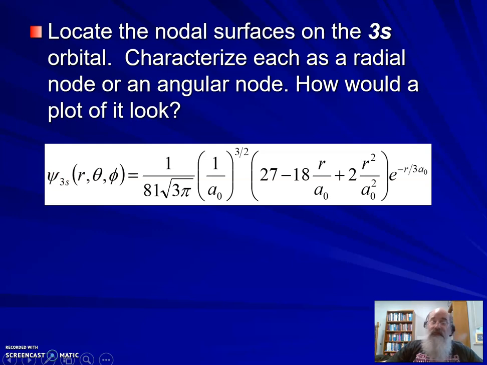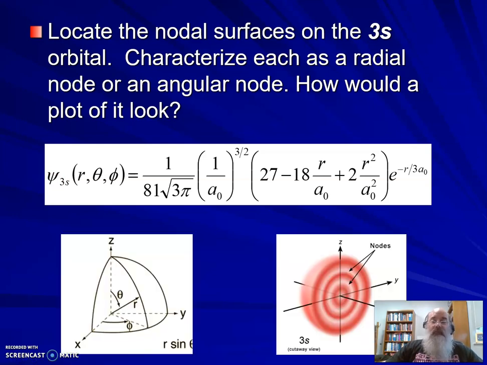And since this is a quadratic, it's going to be 2 items, and we'll end up with 2 nodes. So the 3s orbital has 2 nodes, one a ways out from the nucleus, and another a ways out further from the nucleus. And then the function trails off towards 0 as we go further.